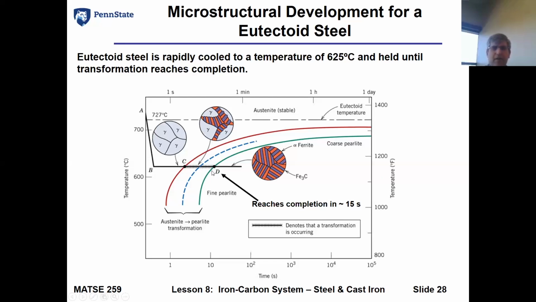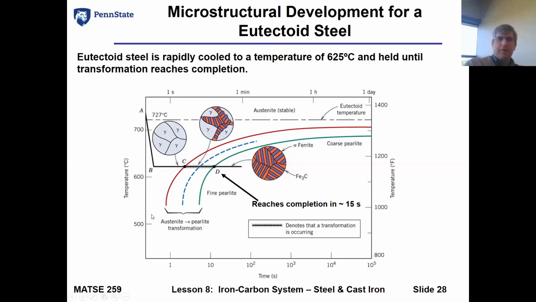And so with that, we have a completely perlitic microstructure because this is a eutectoid steel. And so with that, what we see is really the transformation of this material at 625 degrees C, and at about 15 seconds, we go from pure austenite, holding it at this temperature, to a completely perlitic microstructure.